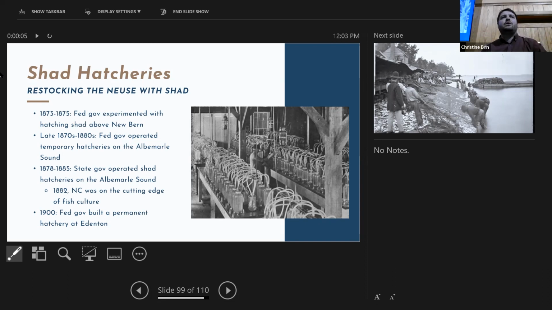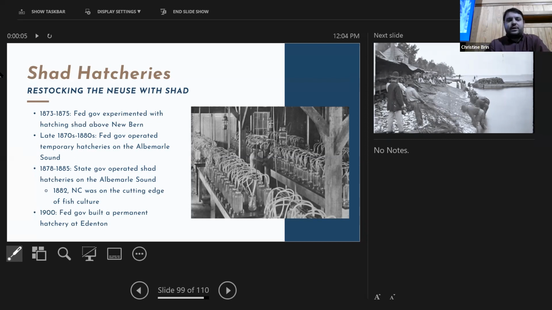I forgot to mention earlier in the talk, shad and herring are anadromous fish, which basically means they'll spend most of their lives out in salt water in the ocean, but they come back in the fresh water. They go up in the creeks and rivers to reproduce. But the first experiments with the shad hatcheries on the Neuse were in the early to mid 1870s by the federal government. They didn't get the results that they wanted on the Neuse River. I think it was the freshets causing problems for them, sweeping away the fry.